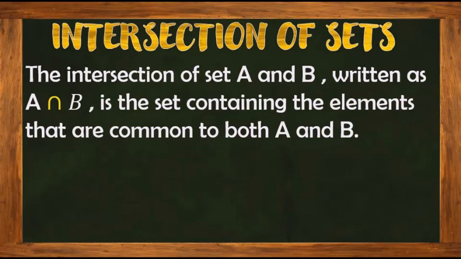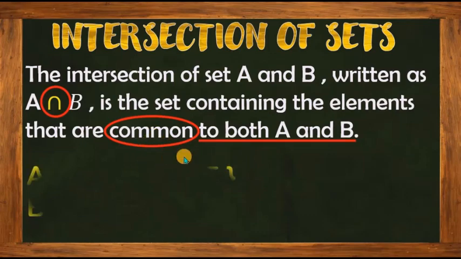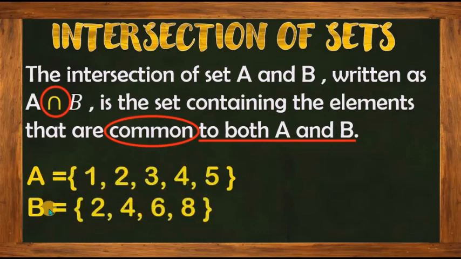The intersection of set A and B, written as A ∩ B, take note of the symbol that we have used here. It's like an inverted U. It is the set containing the elements that are common to both A and B. What does it mean to be common? It means we are just going to look for the same elements in the given sets.